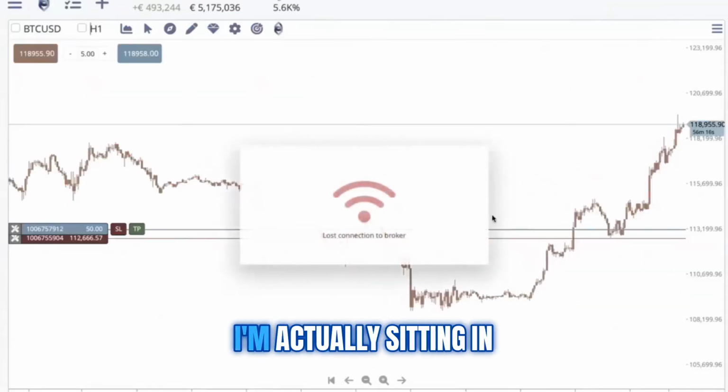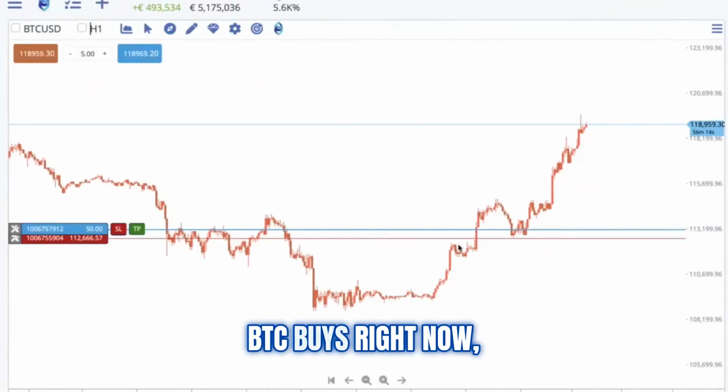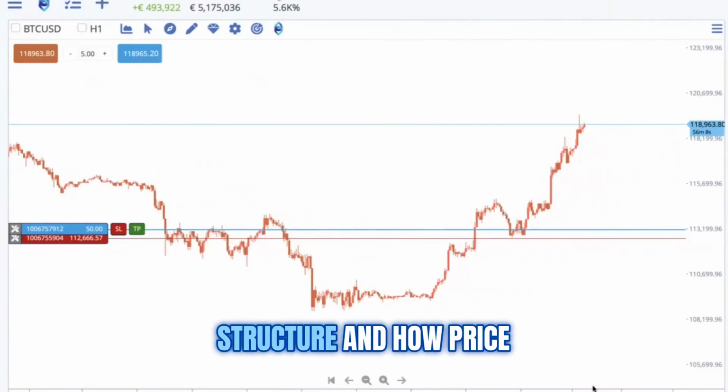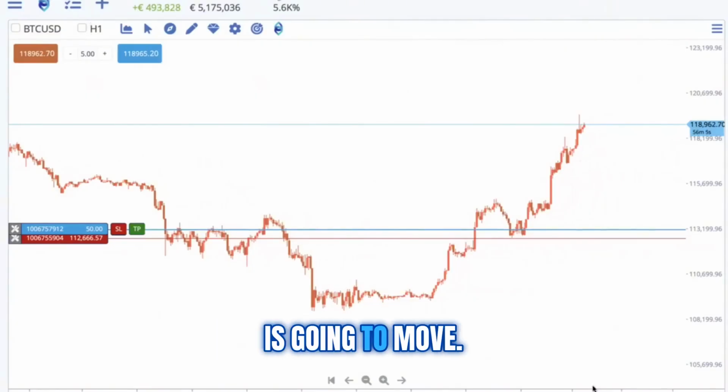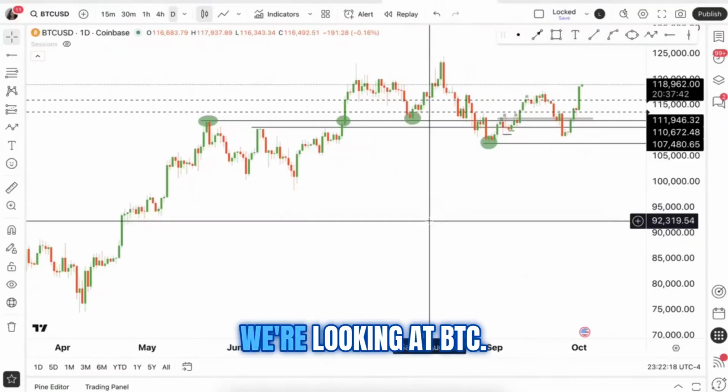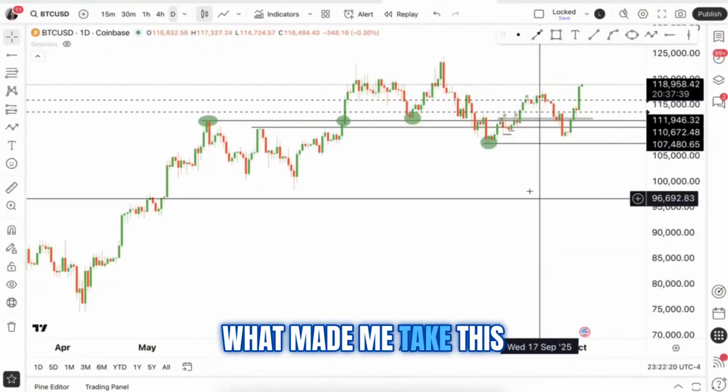Speaking of trade, I'm actually sitting in BTC buys right now, which is the trade I'm gonna break down later. But I first want to show you overall market structure and how price is going to move. With all this being said, let's go back to TradingView. We're looking at BTC. What made me take this trade?